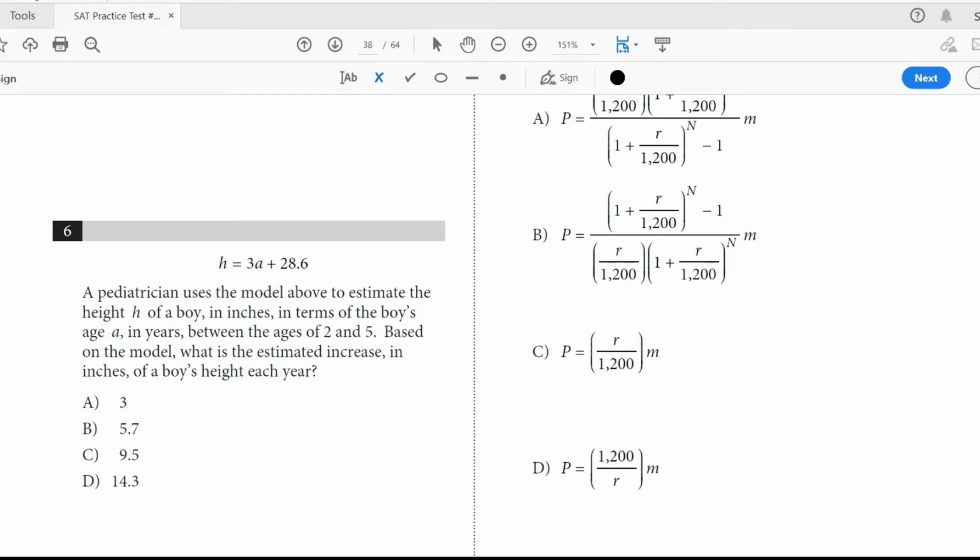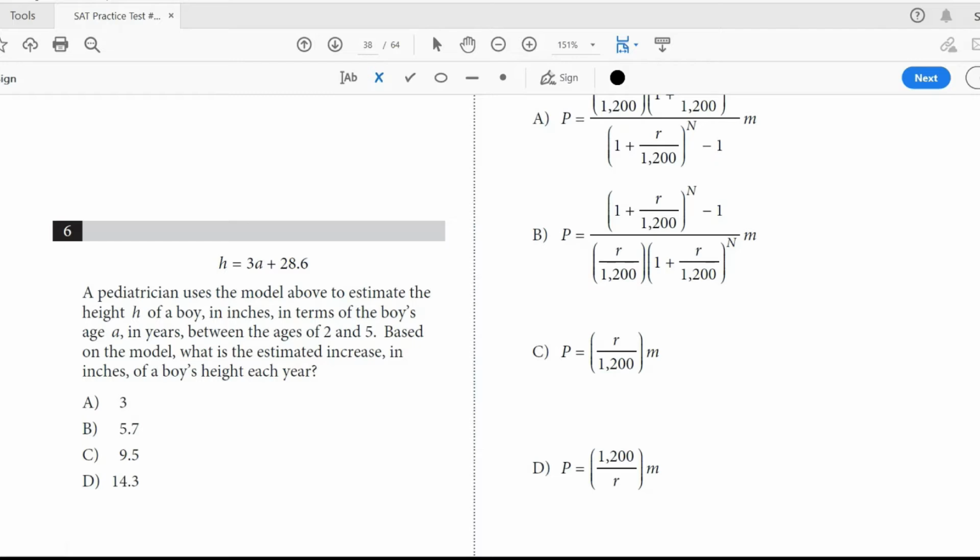A pediatrician uses the model above to estimate the height H of a boy in inches, in terms of the boy's age, A, in years. Between the ages 2 and 5, based on the model, which is an estimated increase in inches of the boy's height each year?